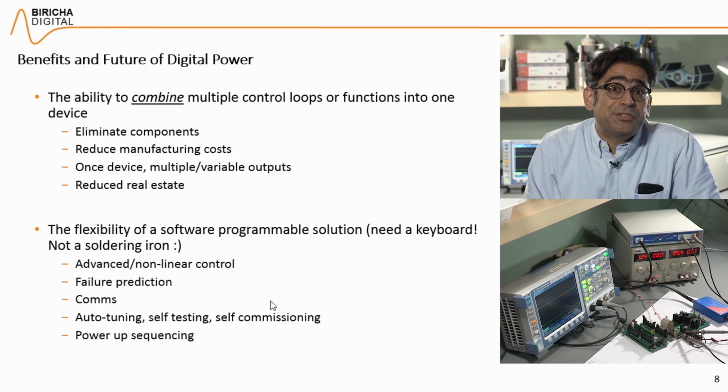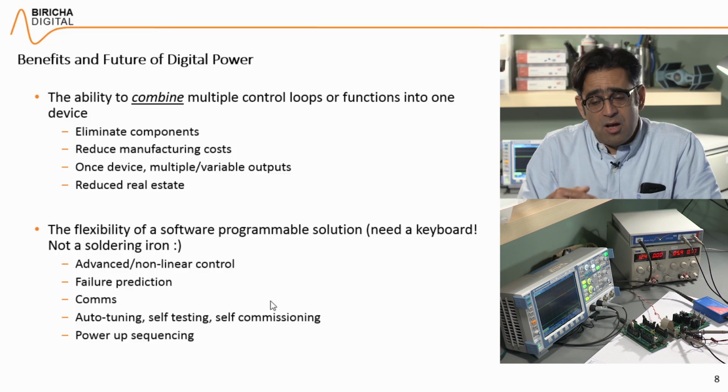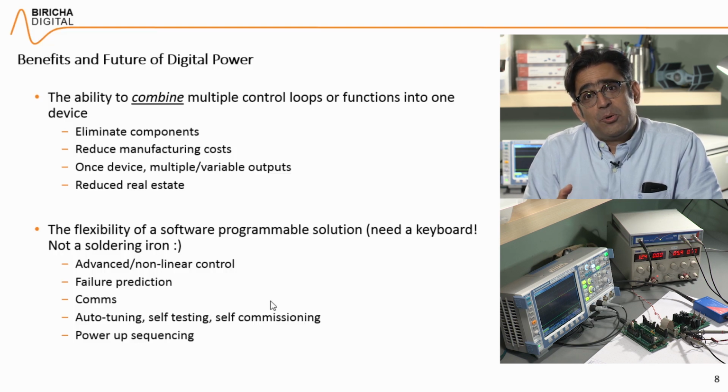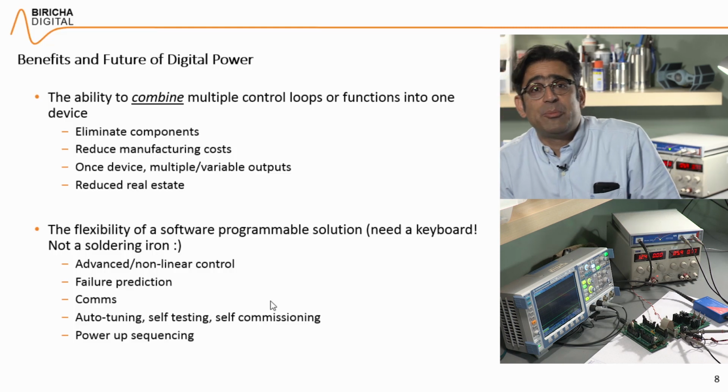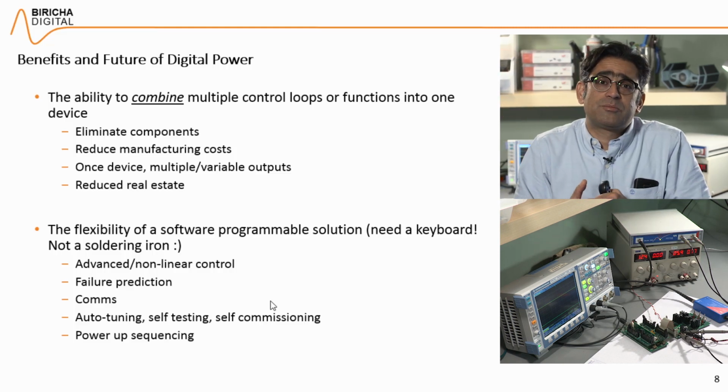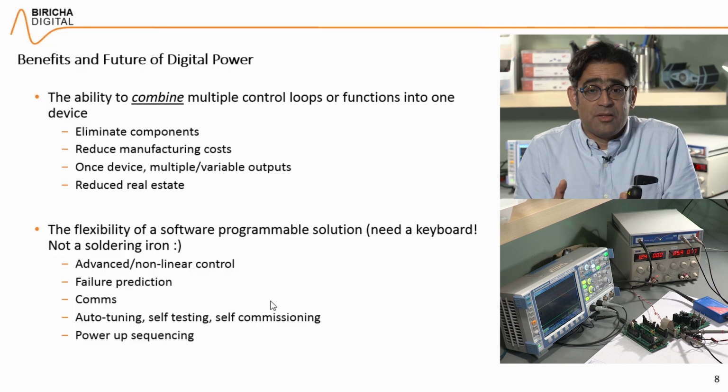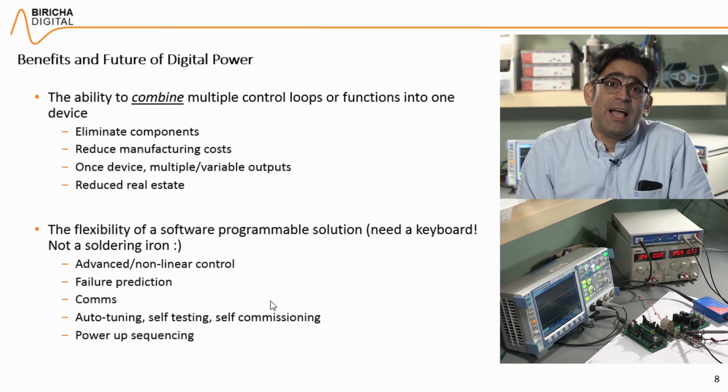Then you can have communications. These days, most MCUs come with lots of different communication ports, so you can have communication perhaps with other devices, and you can have auto-tuning, self-tuning, and self-commissioning. Again, the microprocessor can run a certain algorithm at the beginning to evaluate certain parameters within the power supply and then tune the power supply loop on its own. In fact, we've got a demo of this, whereby the microprocessor automatically tunes the control loop, and we're going to demo that very shortly.